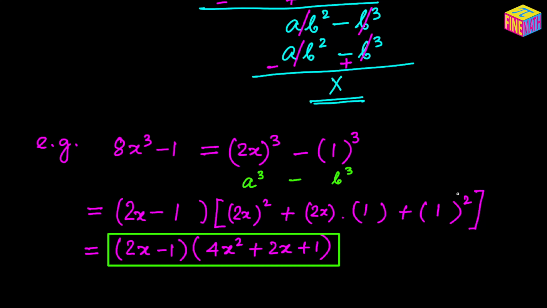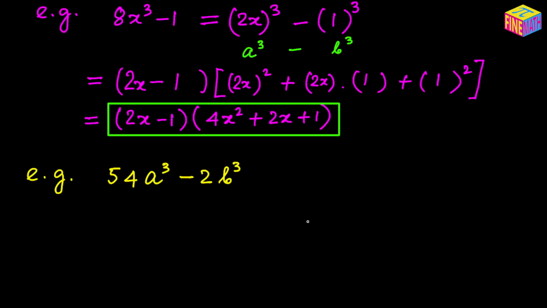Now let's take another example. Let's suppose we have an expression like this, 54 times a cubed minus 2 times b cubed. Here, the first thing we should always do is try and find out if there are any common factors between the terms. In this case, there is clearly a common factor, which is 2, because 54 is an even number and 2 is the coefficient on the second term. So 2 must be a common factor. Let's take that factor out and see how it looks.